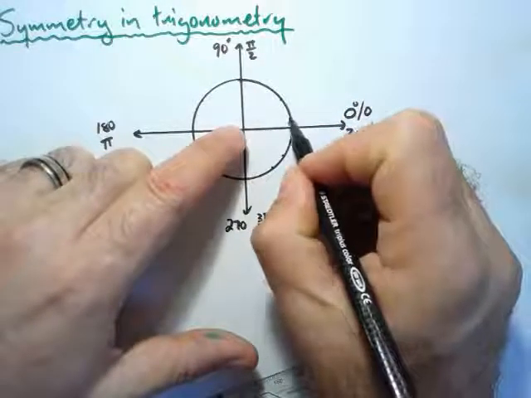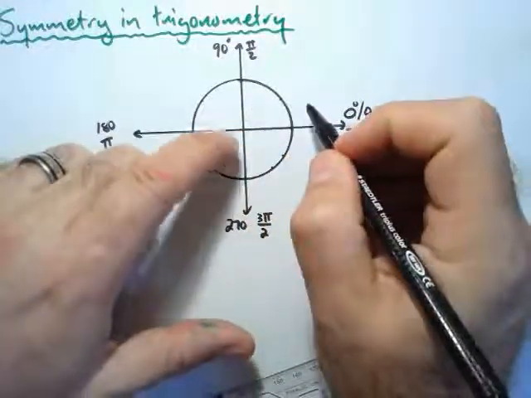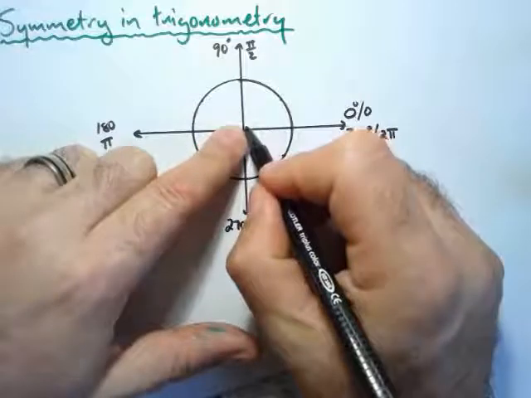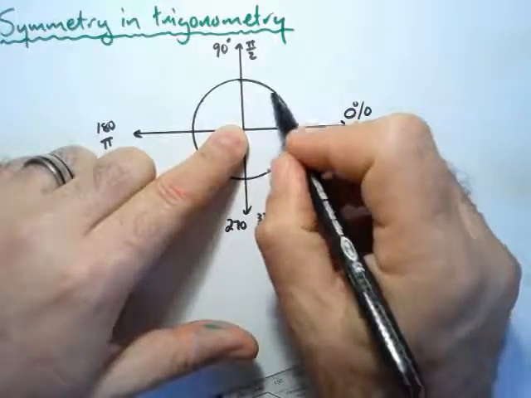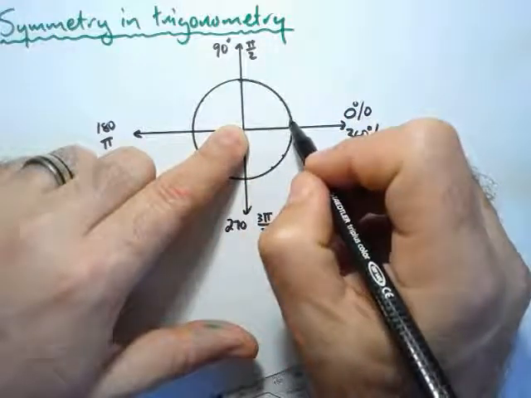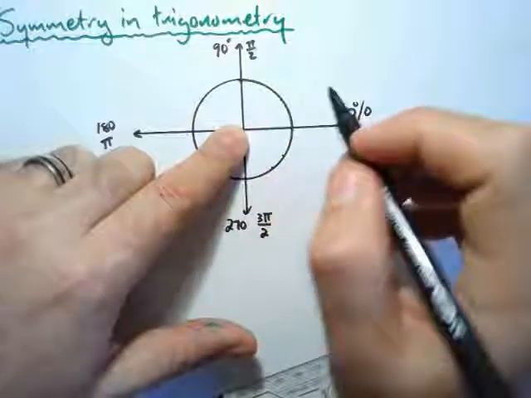Now, if x goes in a circular direction, the radius will always be the same. So the distance from there to wherever the perimeter of the circle will be the same. The circumference of that circle will be the same. So radius will stay constant.